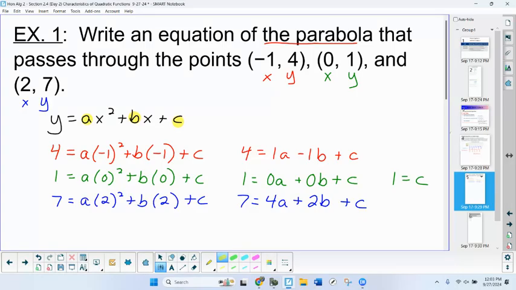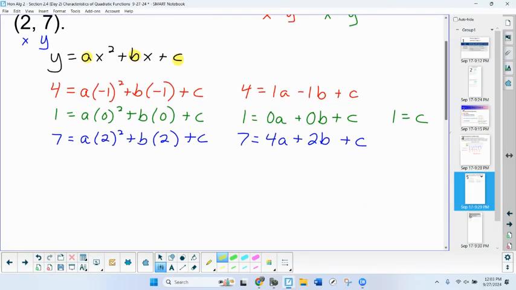So we're going to come in and we're going to say, okay, I got to solve these. But I know that C is 1. So I can come here in the red and the blue equation, and I can let C be 1. So let's do the red equation first. 4 equals 1A minus 1B plus 1. Let's get A and B by itself and all the constants to the other side.